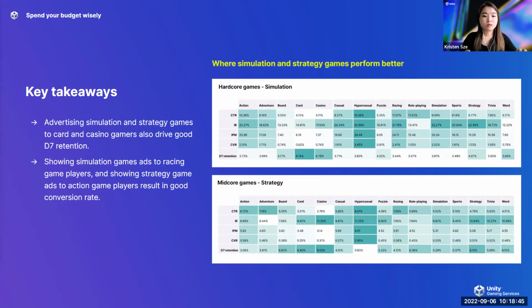Of course, in this presentation today, we are only scratching the surface of where you should spend your user acquisition budget. If your specific genre is not mentioned here, do check out our full monetization and insight report. The genre will be covered there.